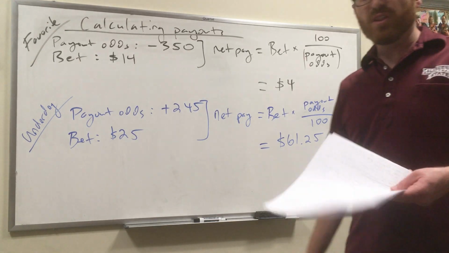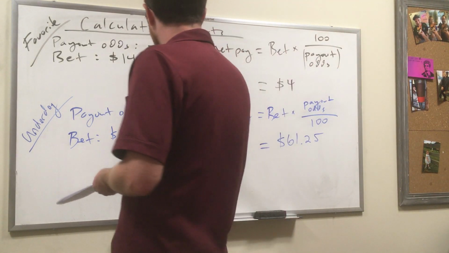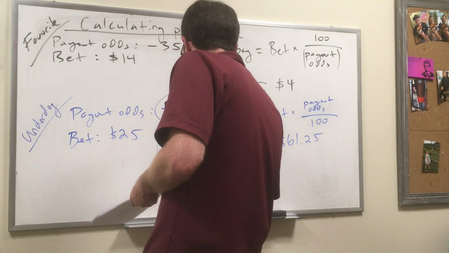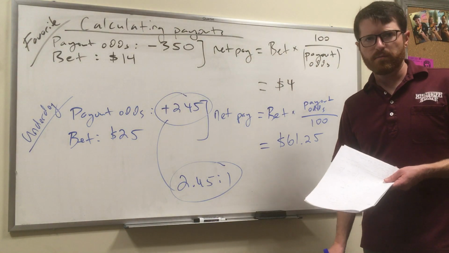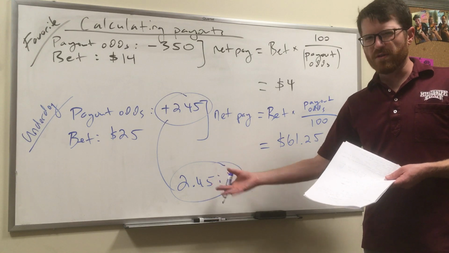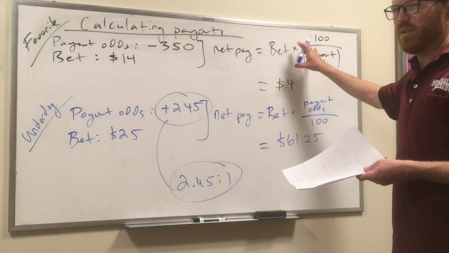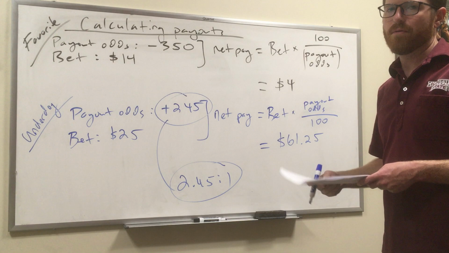bet. It's always a little bit easier when you're thinking about an underdog, because actually all that value right there means is 2.45 to 1. Okay, so that's kind of what we're used to dealing with. This is the more confusing example, and that's why I wanted to go over that in the last video.